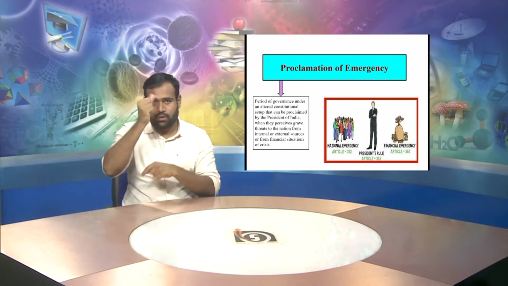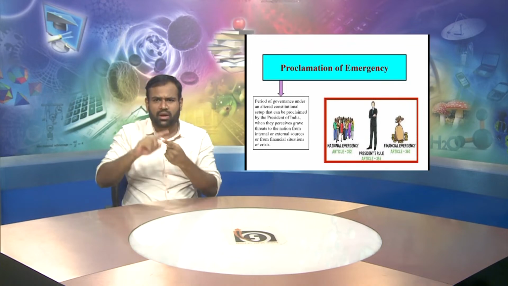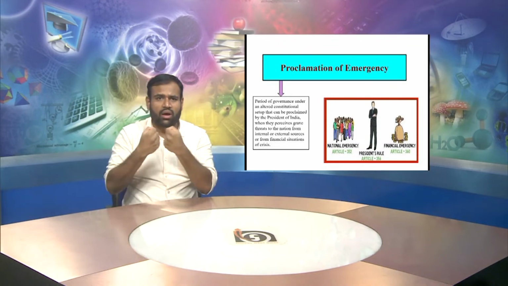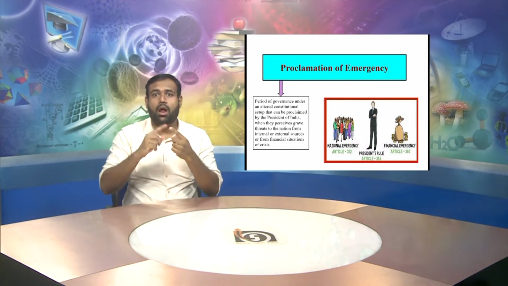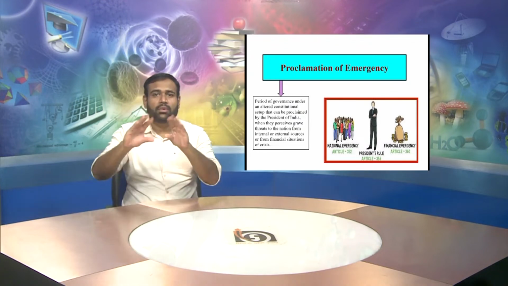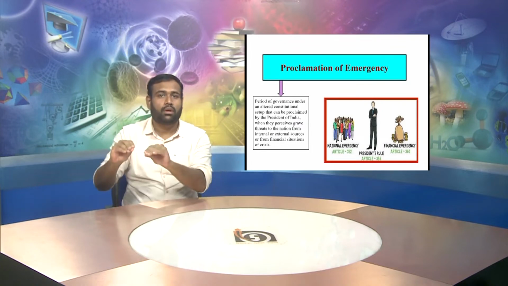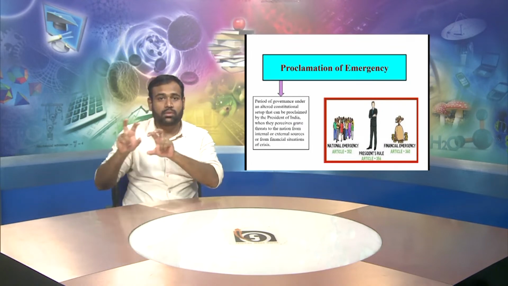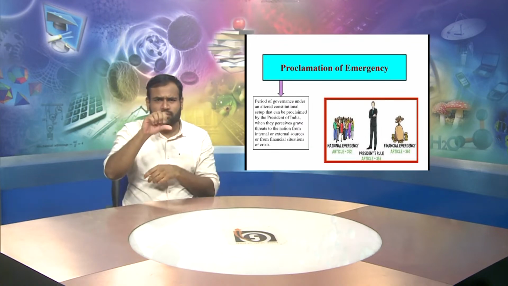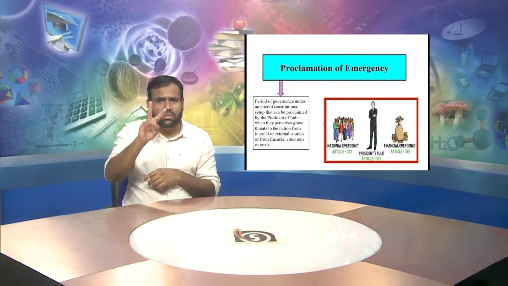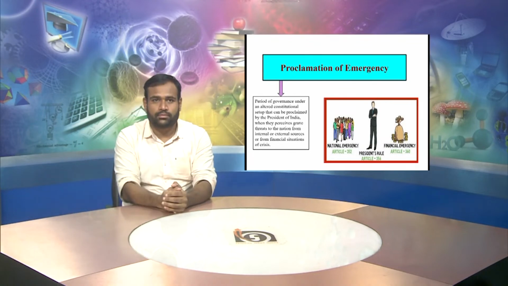This word is proclamation of emergency. It is a period of governance under an altered constitutional setup that can be proclaimed by the President of India when they perceive grave threats to the nation from internal or external sources or from financial crisis. So these are the articles mentioned in our constitution, so that whenever there is any emergency, all these can be followed.